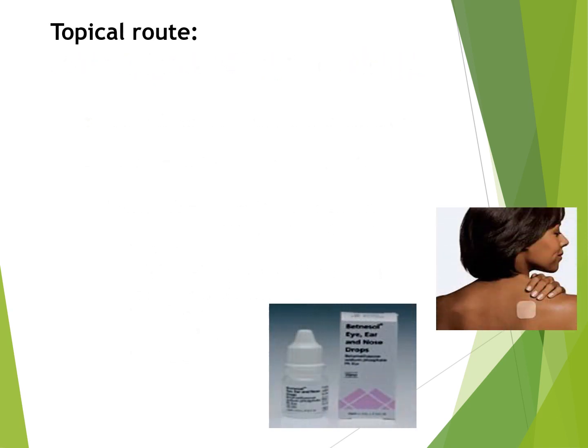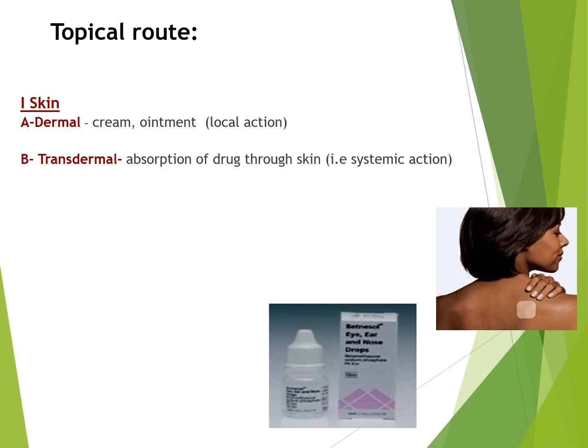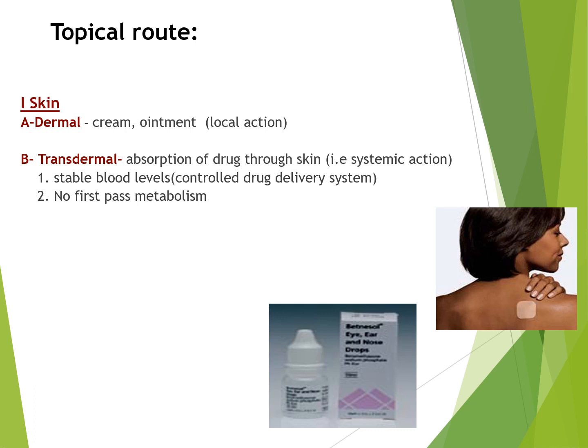So this is the topical. Of course, you can see that patch on the skin. Dermal, usually we see as creams and ointments that just have a localized action for that particular area. Transdermal is the absorption of the drug through the skin, with systemic action, getting to the body, and stable blood levels. A controlled drug delivery system is what's achieved when we're giving a medication through the transdermal route. There is no first pass metabolism effect, and the drug must be potent or the patch becomes too large.